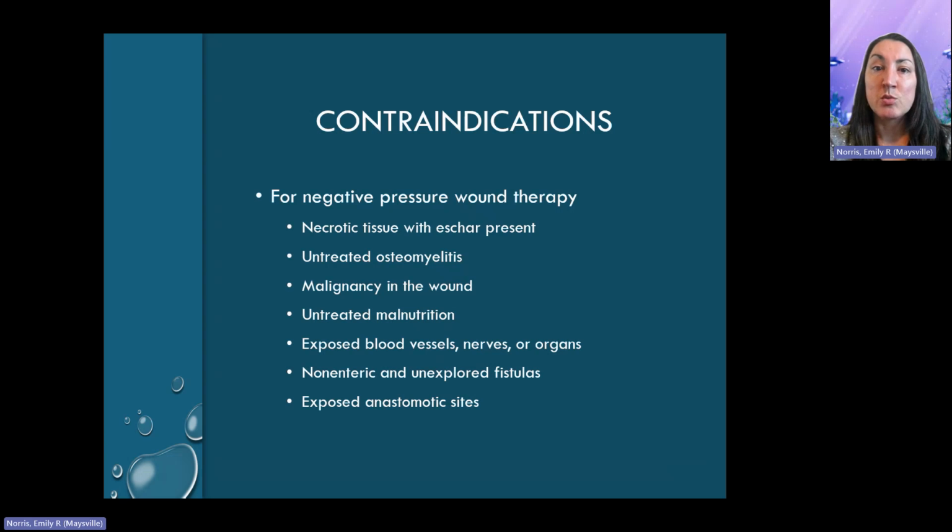So you would not want to use a wound vac with somebody who has a fistula or a tunnel in the wound, or an exposed anastomotic site, which is a surgical opening between two structures that typically would not be connected. So it's basically a tunnel that has intentionally been created. If it's exposed, even if it was a surgery that created that, you do not want to use a negative pressure wound vac or therapy for that patient.